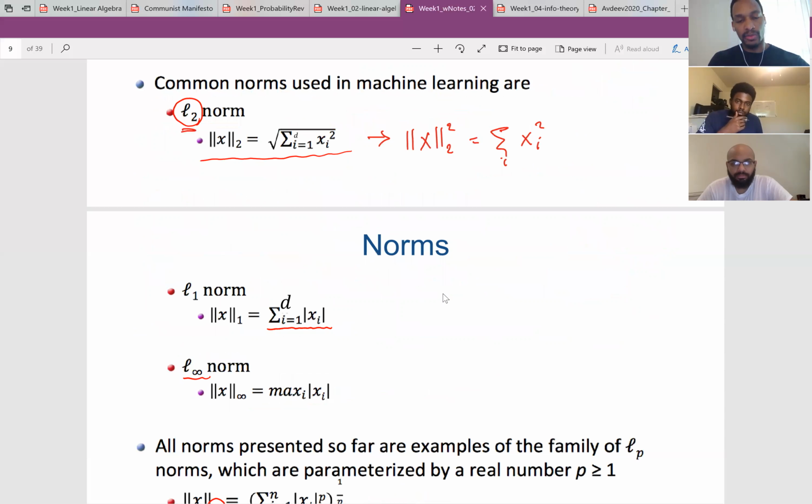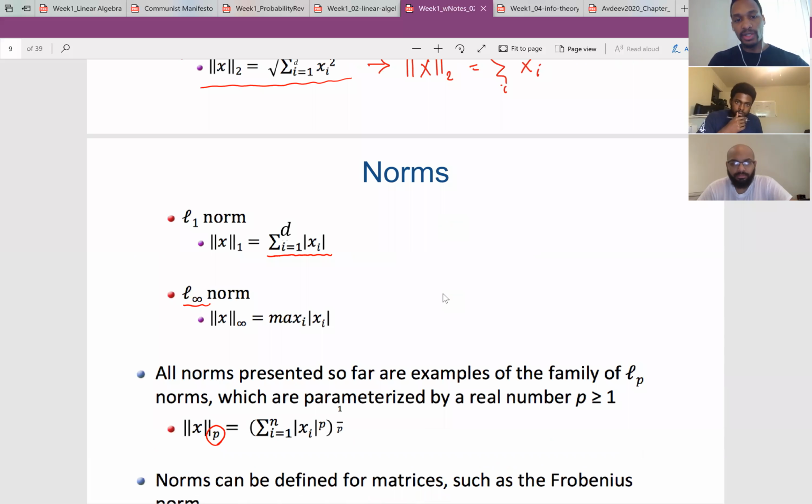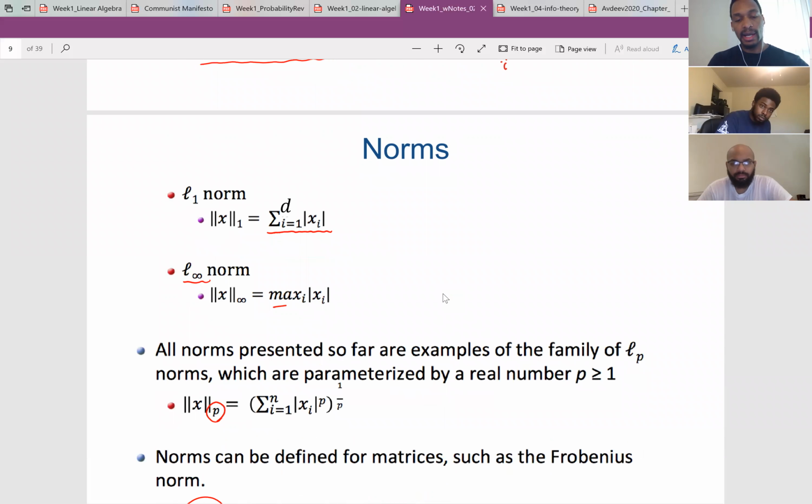And there's the L1 norm, which is you just take the absolute value of each element in X and add them together. Then the L infinity norm, which is you just take the maximum value inside, whichever component has the maximum value, that is your L infinity norm.